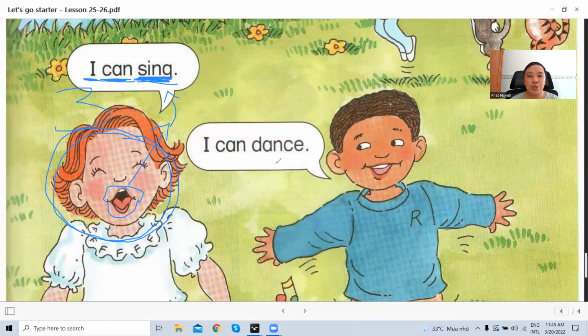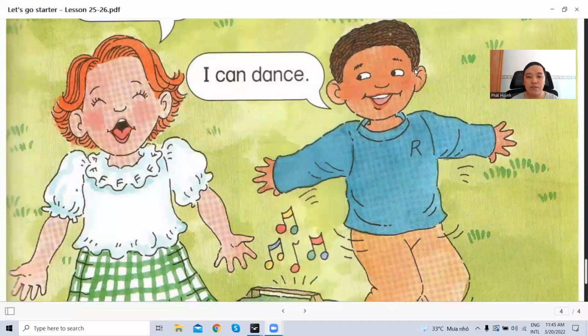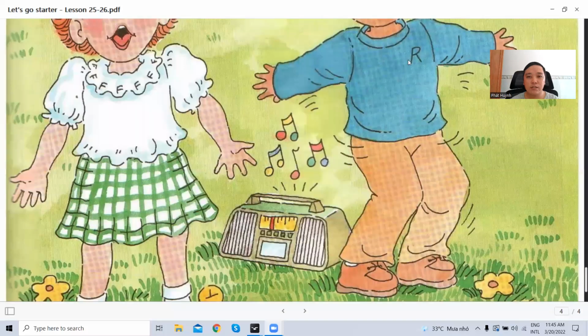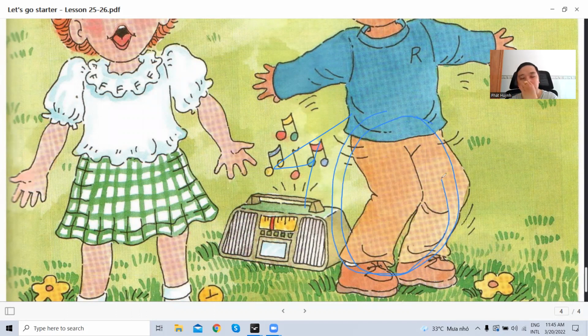Now, the next picture. Picture number 4. What is he doing? Cậu ấy đang làm gì kìa? That's right. Cậu ấy đang nhảy múa phải không nào? Okay. He's dancing. He is dancing. Cậu ấy đang múa.